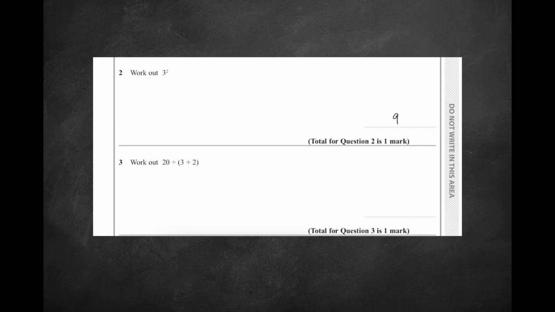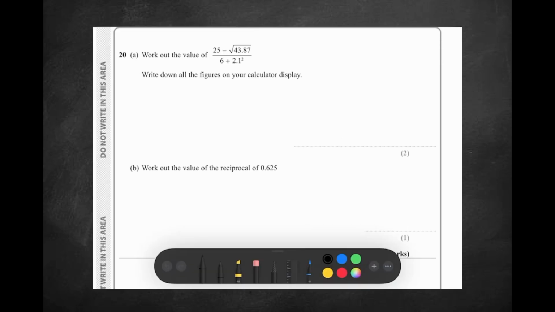And then I'm also going to focus on question 3 here, where you've got 2 numbers in brackets and you've got your 20 divided by the 2 numbers in brackets. As I mentioned, they're talking about order of operations here. So you need to know to do the brackets first and then do the division afterwards. So we'll do the 3 plus 2 comes to 5, and then 20 divided by 5 is just 4.